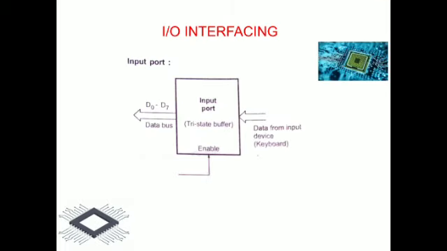Now let's look at the input port. It is used to read data from an input device such as a keyboard. The simplest form of input port is a buffer. The input device is connected to the microprocessor through the buffer, as shown in this figure. This buffer is a tri-state buffer, and its output is available only when the enable signal is active. When the microprocessor wants to read data from the input device, the control signals from the microprocessor activate the buffer by asserting the enable input of the buffer. Once the buffer is enabled, the data from the input device is available on the data bus. The microprocessor reads this data by initiating the read command.